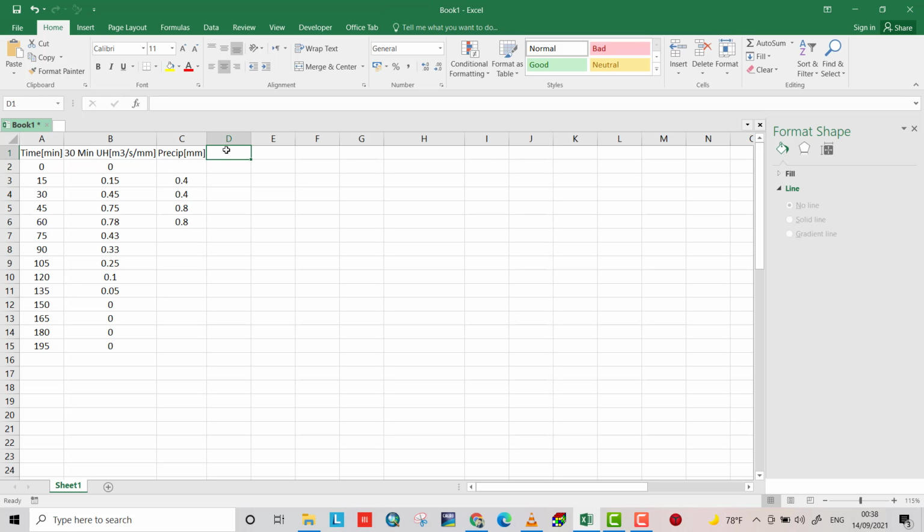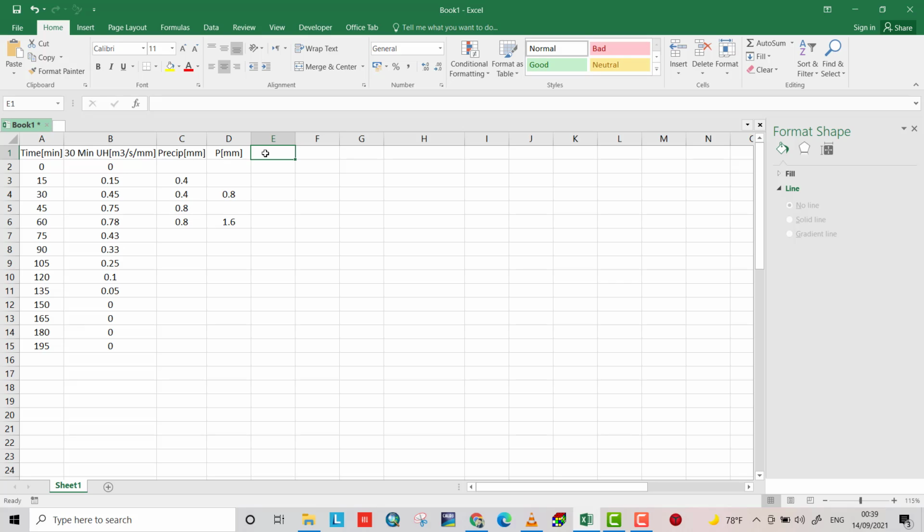So precipitation P in millimeter at every half hour. We have to sum these two data, 0.4 plus 0.4 equals 0.8, and this 0.8 plus 0.8 equals 1.6. That is the precipitation data for every 30 minutes.